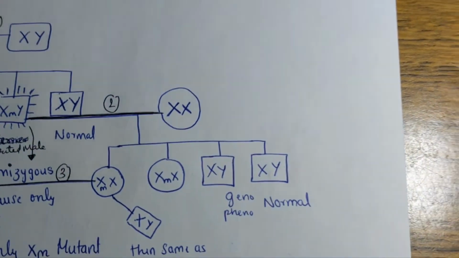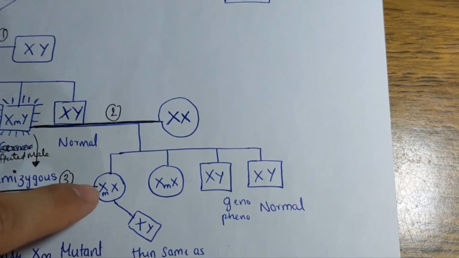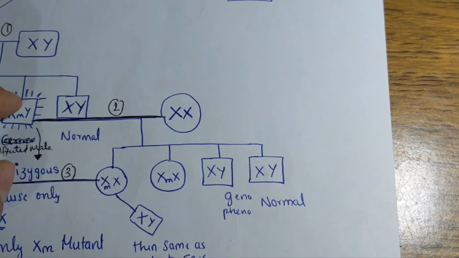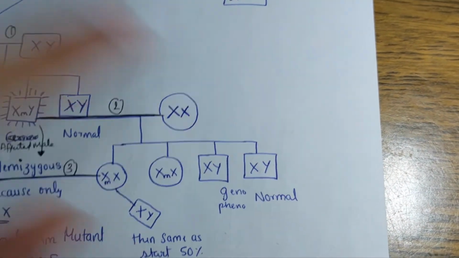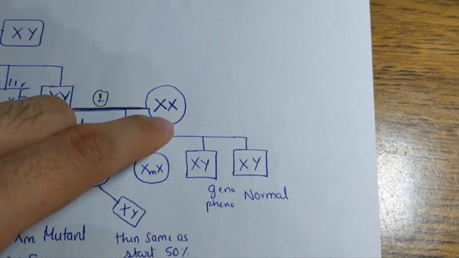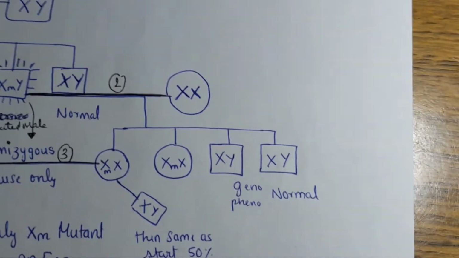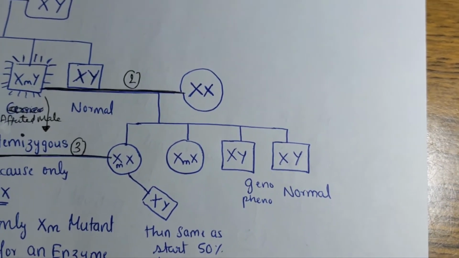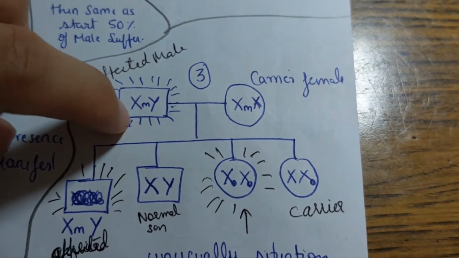The second case: if an affected male marries a normal woman, what is the outcome? The male can give the X chromosome to the daughters, so all the daughters are going to be carriers. But the male cannot give the X to his sons, he only gives the Y. So all the sons will be normal. As a result, when we have an affected male and a normal female, 100% of the daughters will be carriers, whereas the sons will be normal.